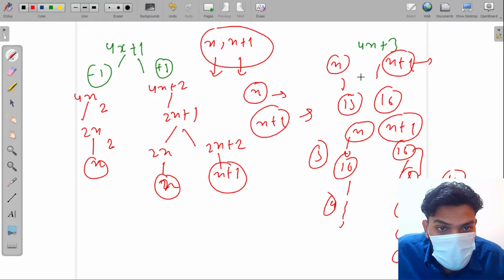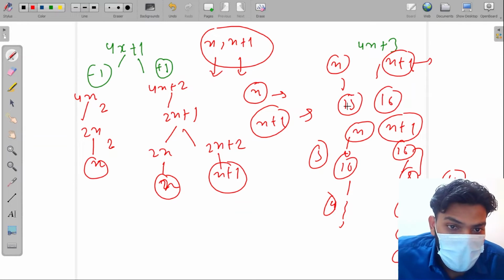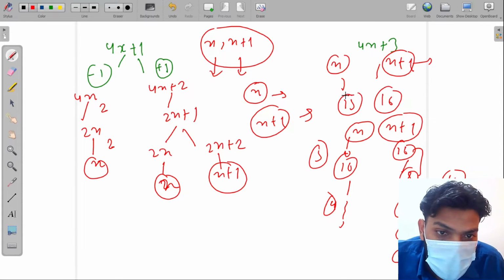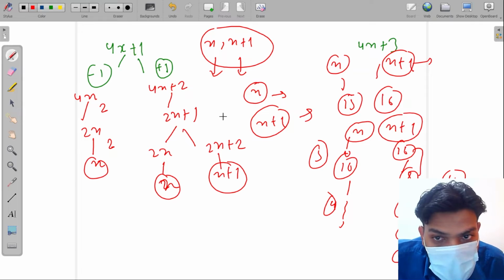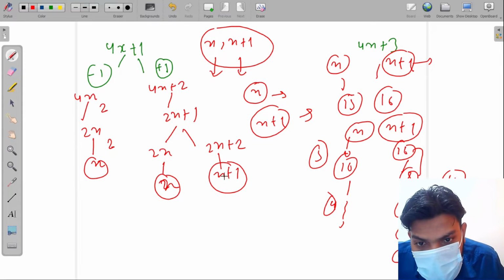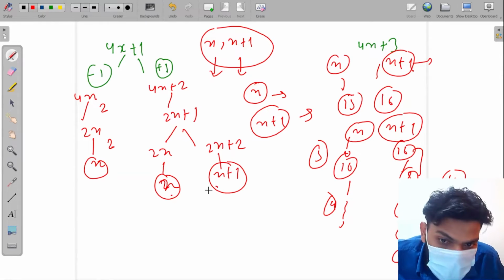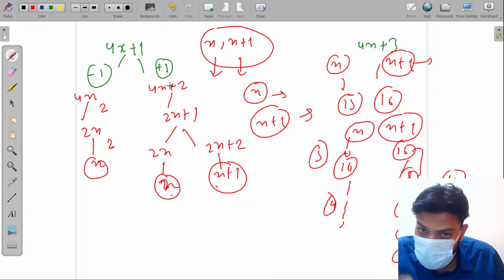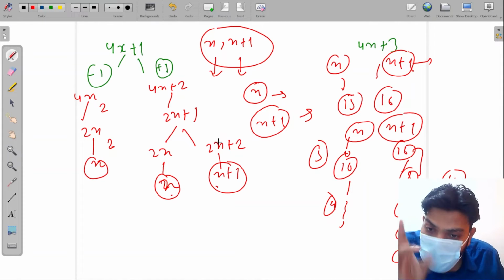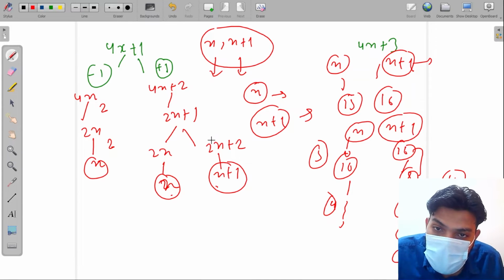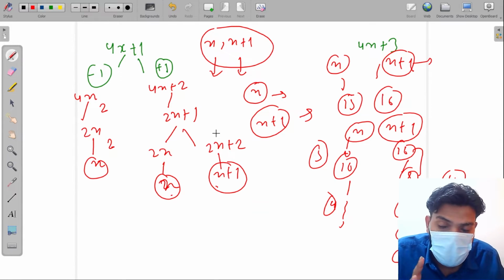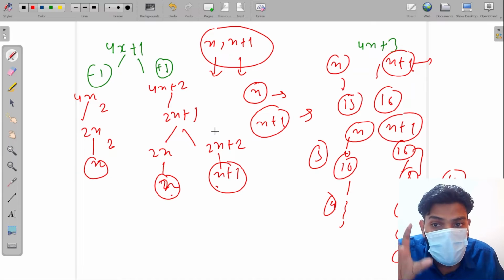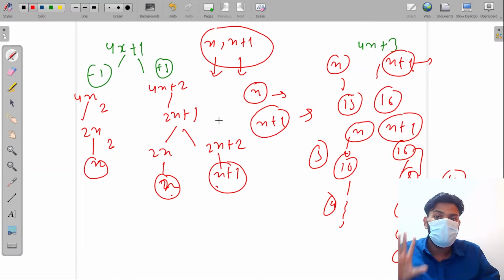You just check this example: 15 and 16, where 15 is x and 16 is x plus 1. When you're reducing 4x plus 1 to x and x plus 1, either x or x plus 1 can be advantageous. So you cannot decide beforehand that x is advantageous and x plus 1 is not, or vice versa. You have to just reduce the number.